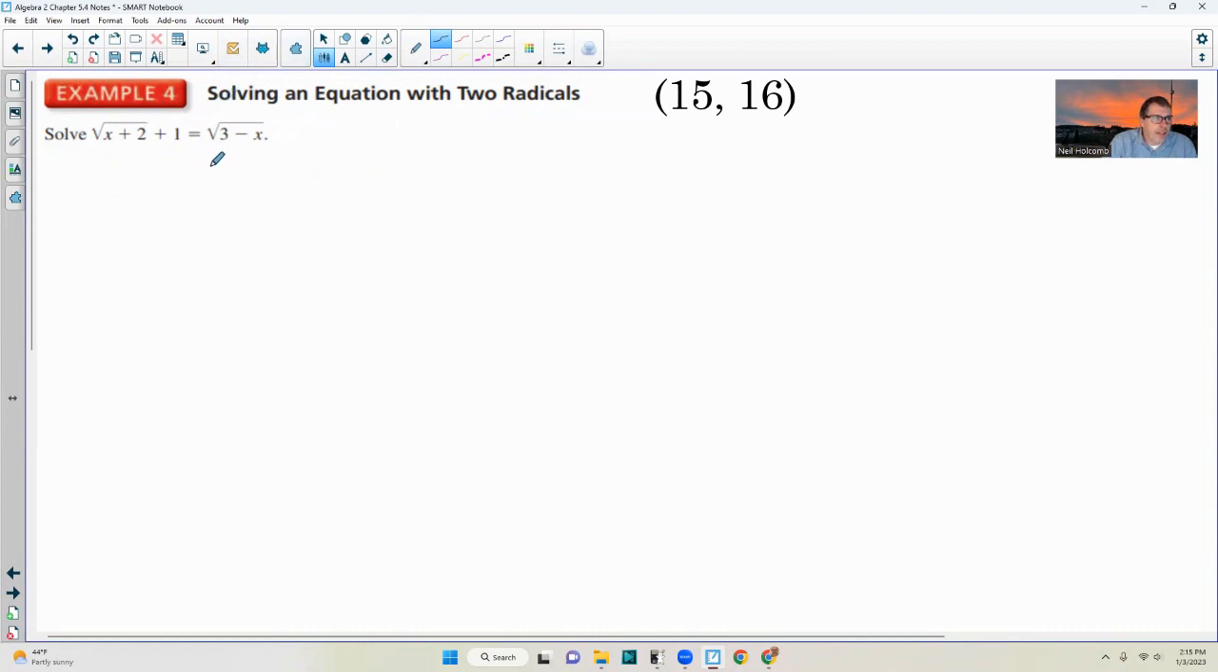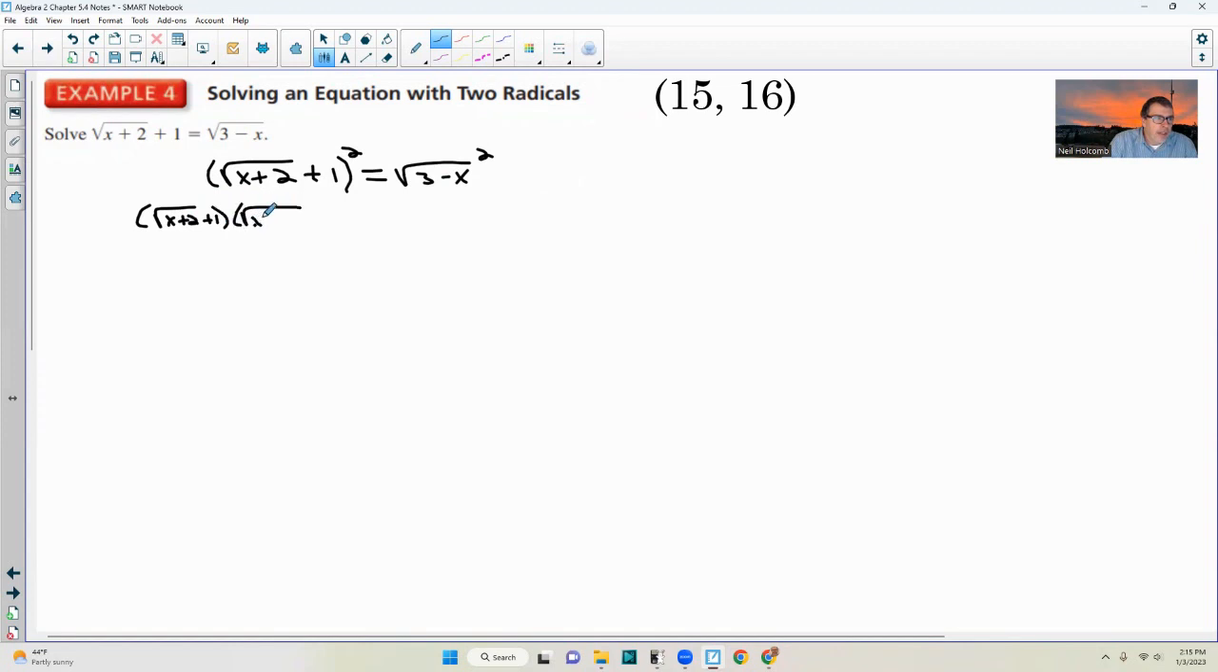So I'm going to rewrite this with parentheses. And the left side is the square root of x plus 2 plus 1, close the parentheses, equals the square root of 3 minus x. I'm going to square both sides. All right, so what does that mean? Well, that means that you have the square root of x plus 2 plus 1 times itself.